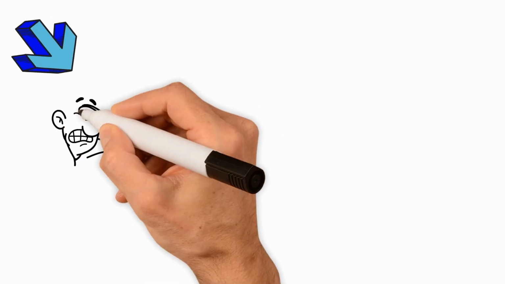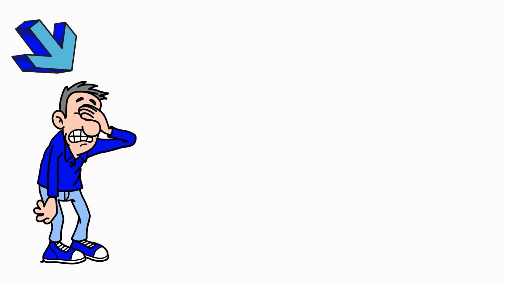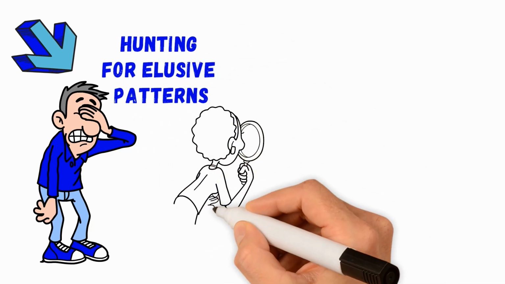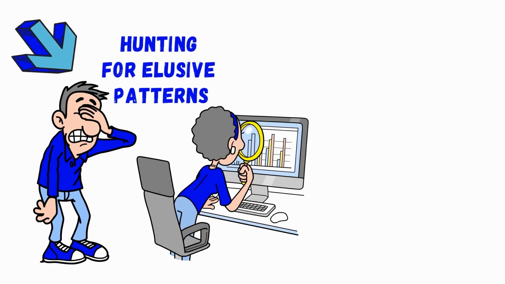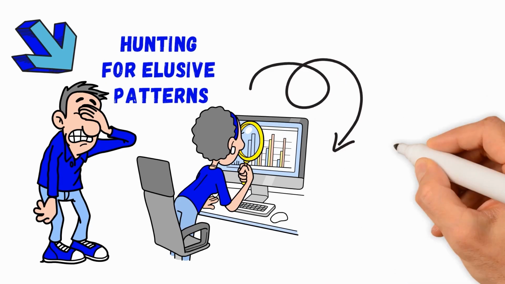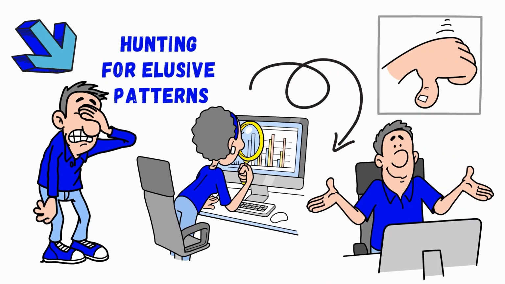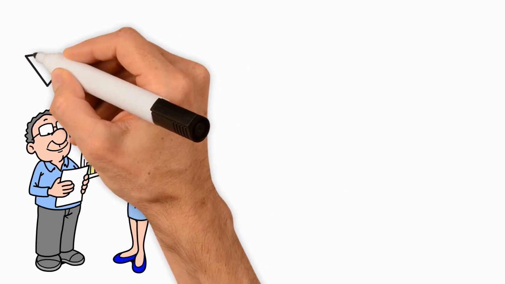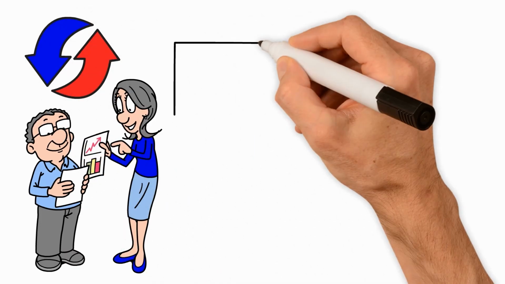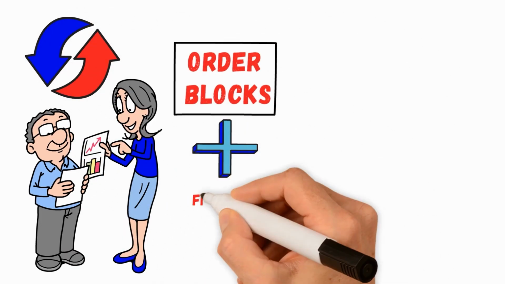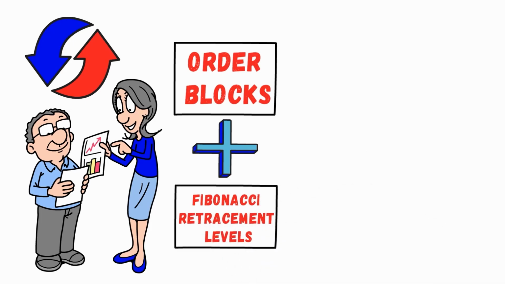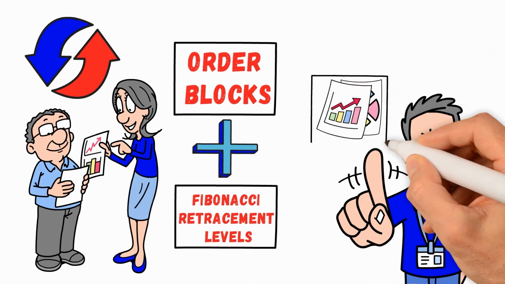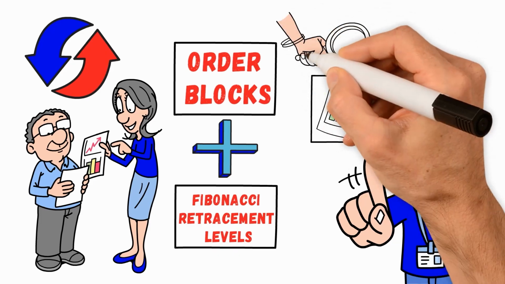Let's talk about something that's got many traders banging their heads against the wall, hunting for elusive patterns, days of staring at charts only to end up as empty-handed as when you started. It's enough to make anyone want to throw in the towel. But what if I told you there's a way to combine 2 powerful concepts that could change the game for you? I'm talking about merging order blocks with Fibonacci retracement levels. This isn't just a tip, it's a precise method for identifying solid trading zones. It's time we dive in.